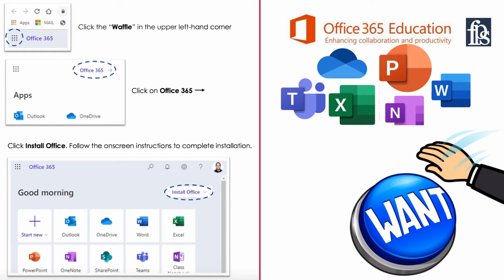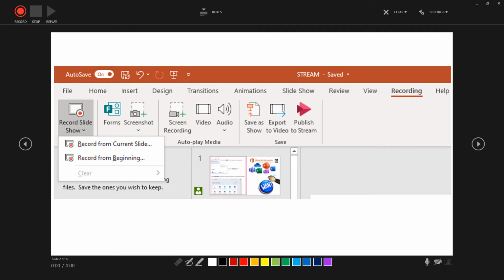Keep all of your Office 365 apps up to date by installing Office from your Office 365 account. This tutorial was created using the desktop version of PowerPoint and the recording feature where you can record a slideshow. And when you are done, you can actually publish right to Stream.